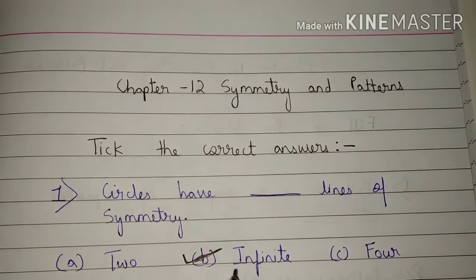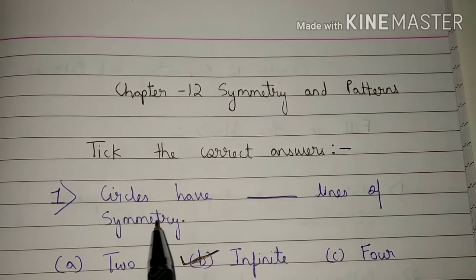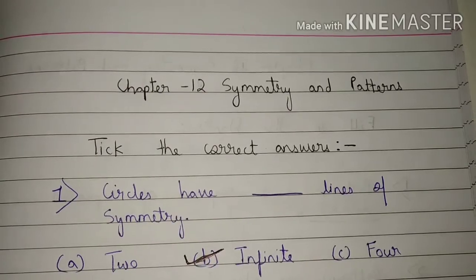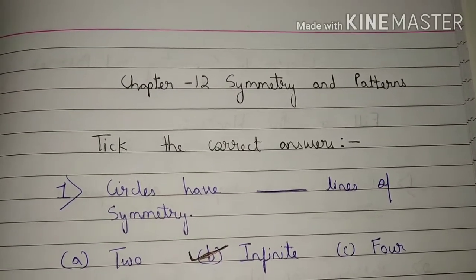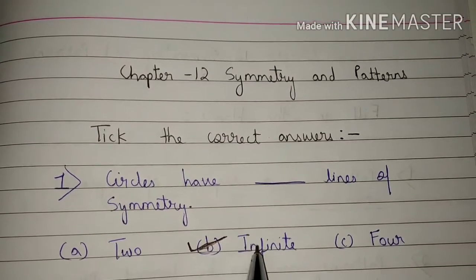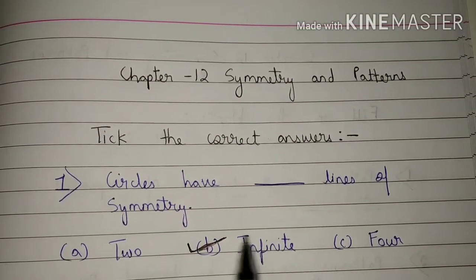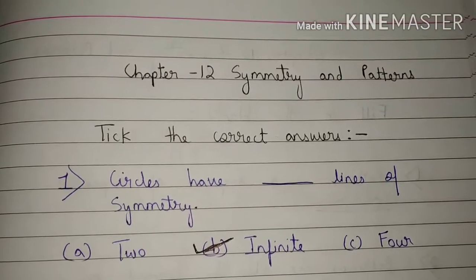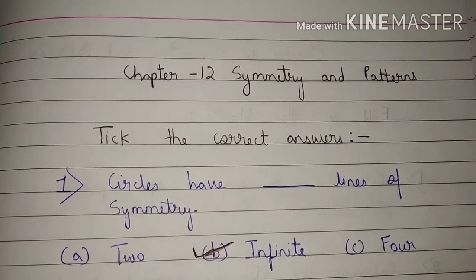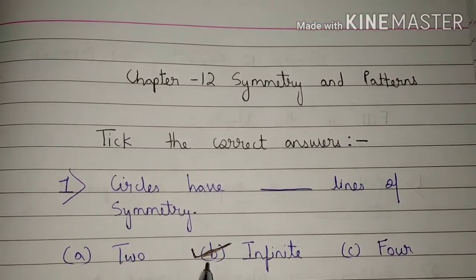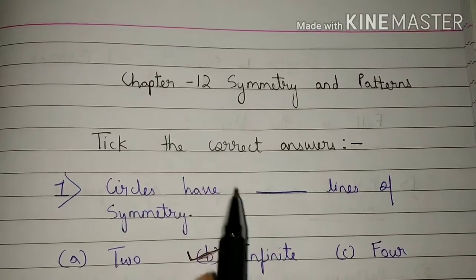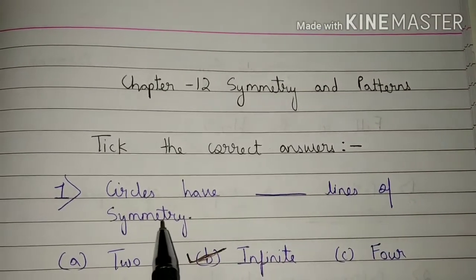Circles have infinite lines of symmetry. It means circles have many lines of symmetry which you can't count. Students, infinite means many which you can't count. So circles have many lines of symmetry which you can't count. So the correct answer is option B, infinite, because circles have infinite lines of symmetry.